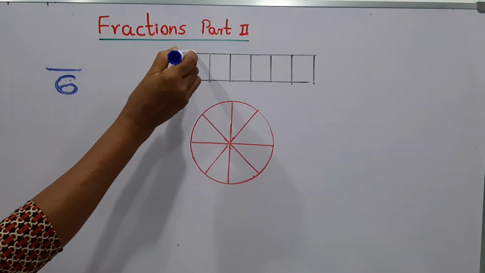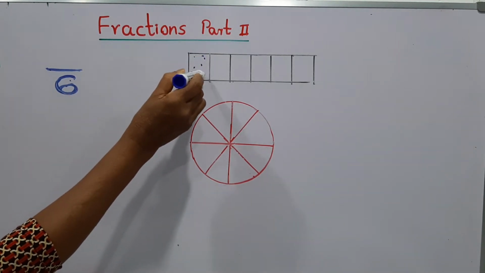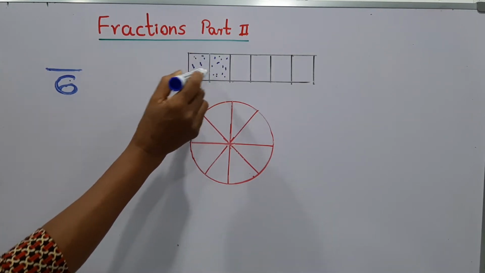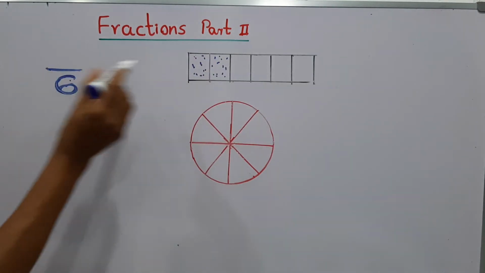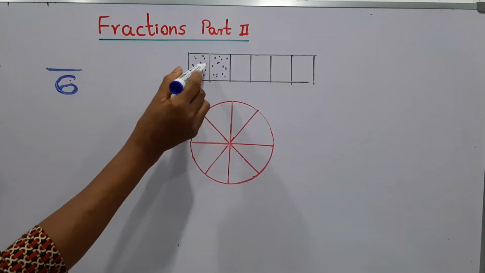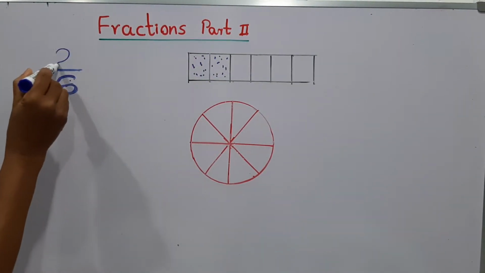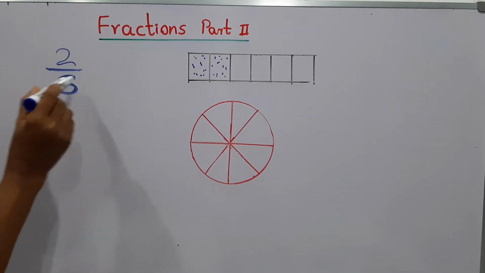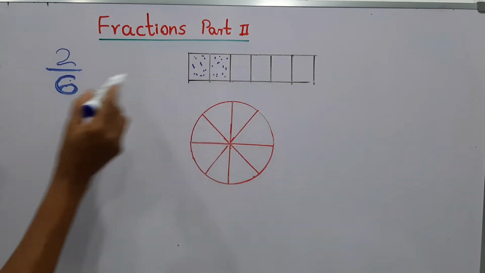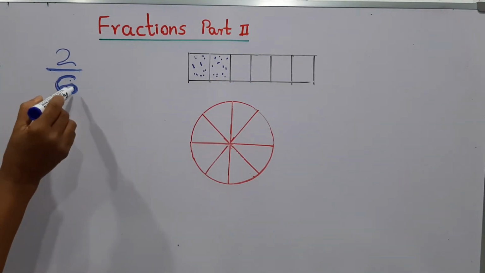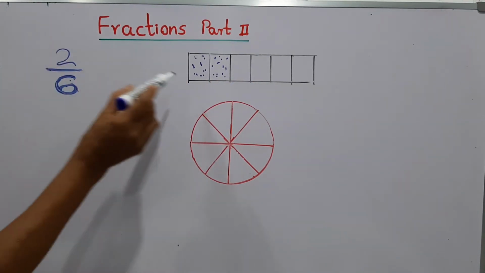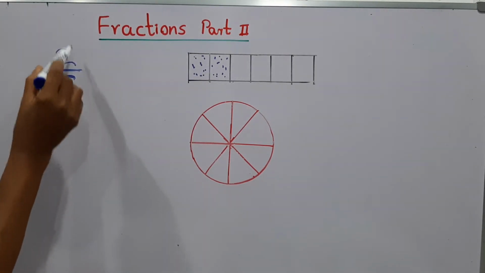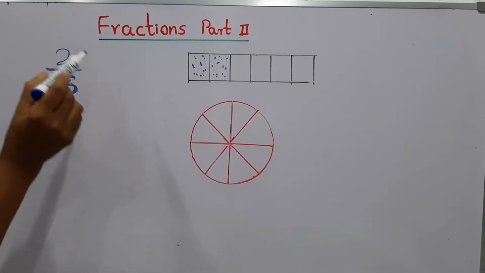Then next I am going to color 2 parts out of 6. Then how many parts I colored? 2 parts. Then I write it above the line. That is the numerator. The parts the figure has divided I wrote as 6, that is denominator. The color shaded parts I wrote above the line, that is numerator.